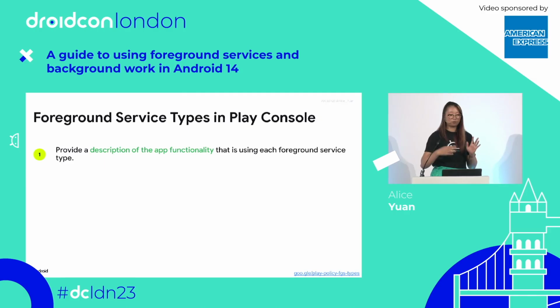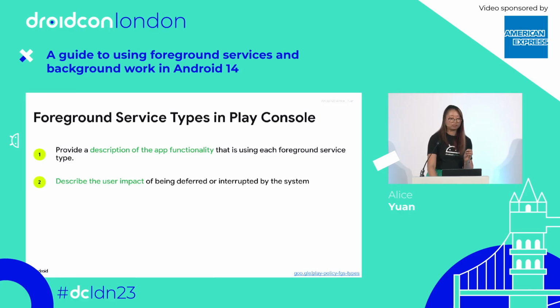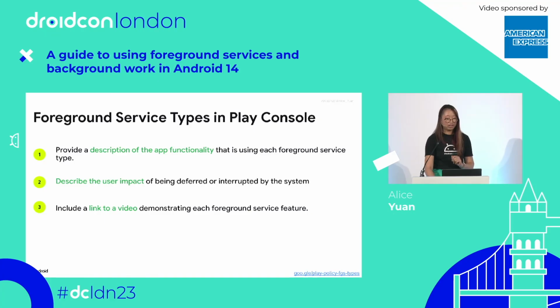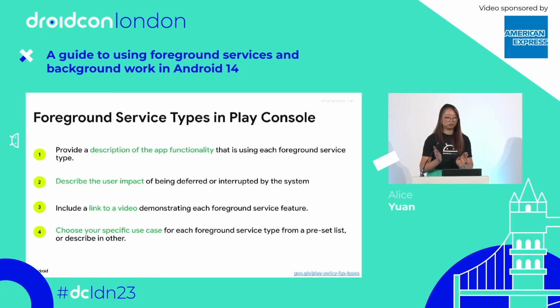So in order to do this, once you have declared a foreground service, we will parse through the manifest and check to see exactly what permissions you're using. So for every single type, we're going to ask you to define the description of the app. We're going to ask you to determine the user impact of the work not being able to be deferred or interrupted by the system. We're going to ask you to include a video demonstrating the foreground service feature, and also choose one of your use cases from a specific list. You can also select other.